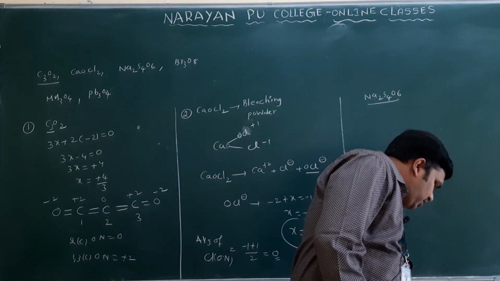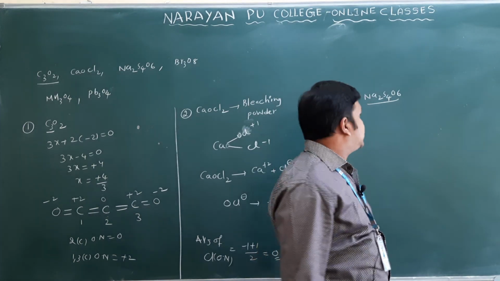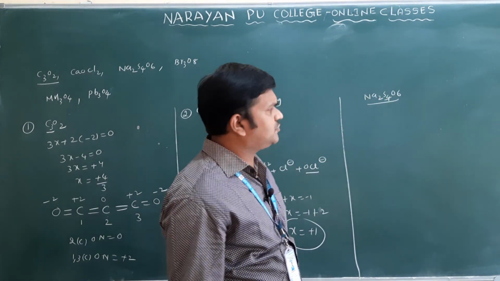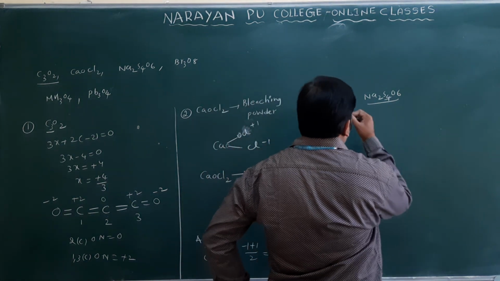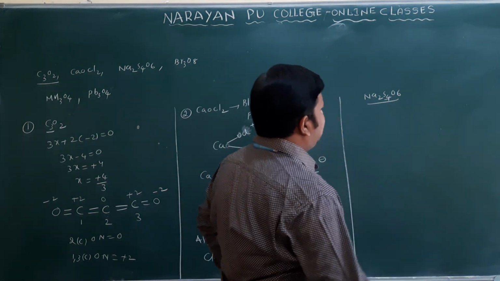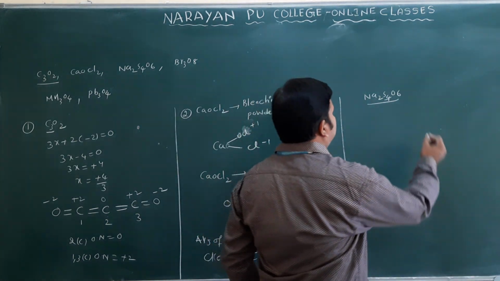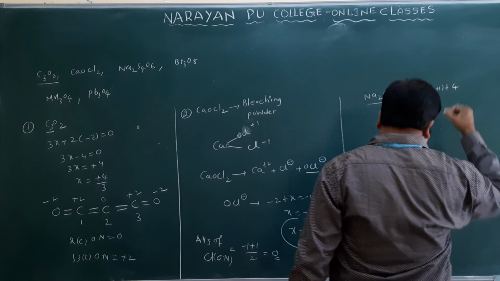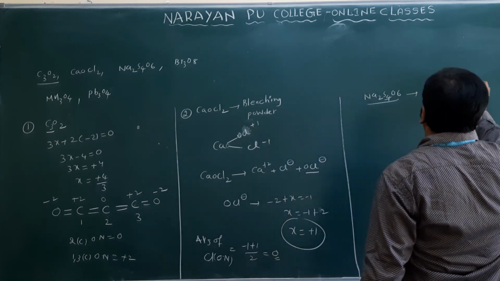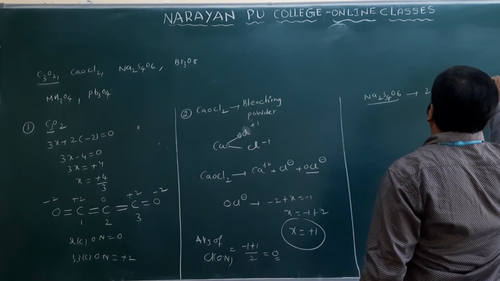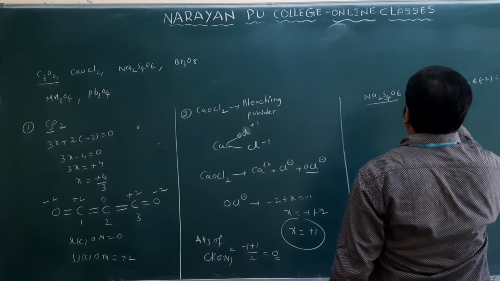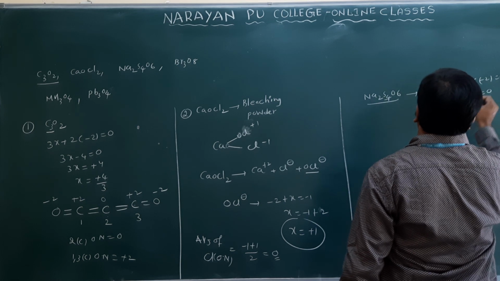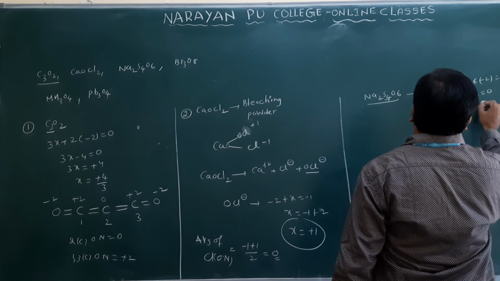Only. So here we can find the oxidation state of sulfur only. Directly I am writing, or if you take the average, how can you write it? The general method: 2 into +1, plus 4 into x, that is 4x, plus 6 into -2, is equal to 0. This is 2 plus 4x minus 12 is equal to 0, so 4x minus 10 is equal to 0.